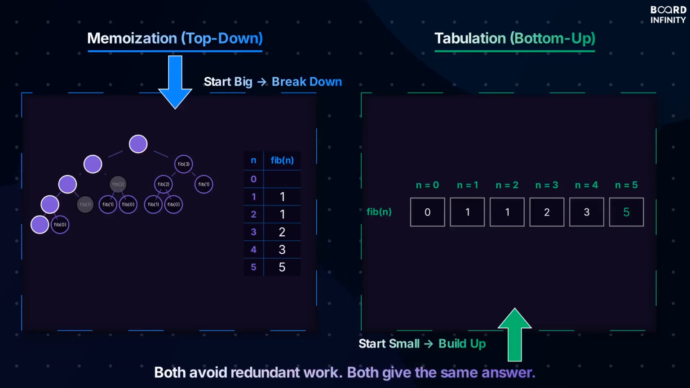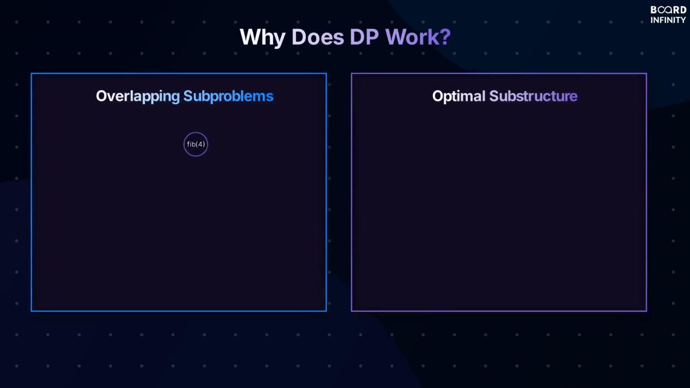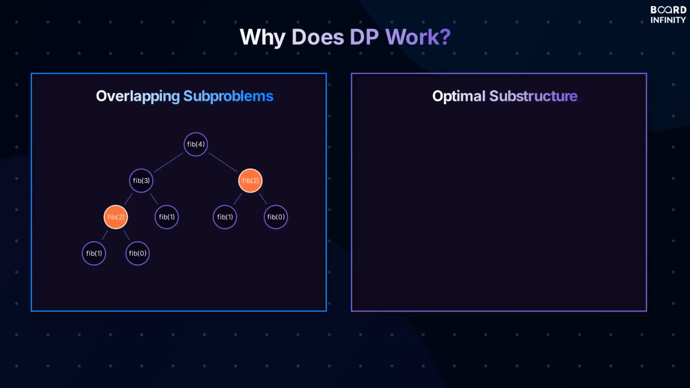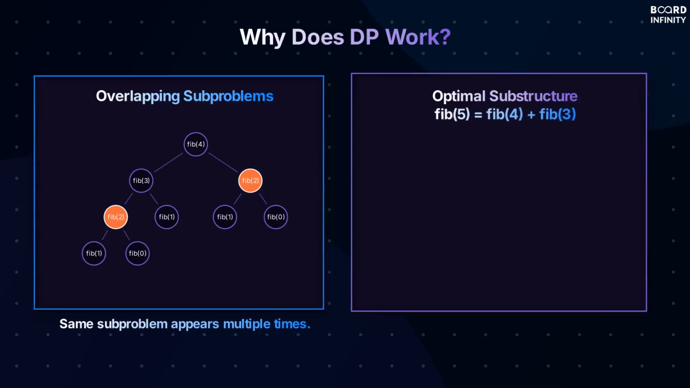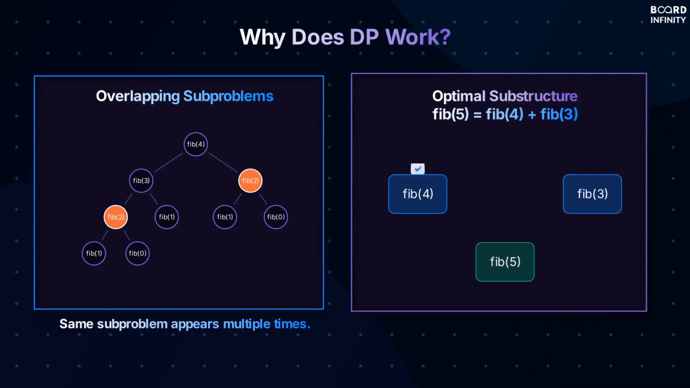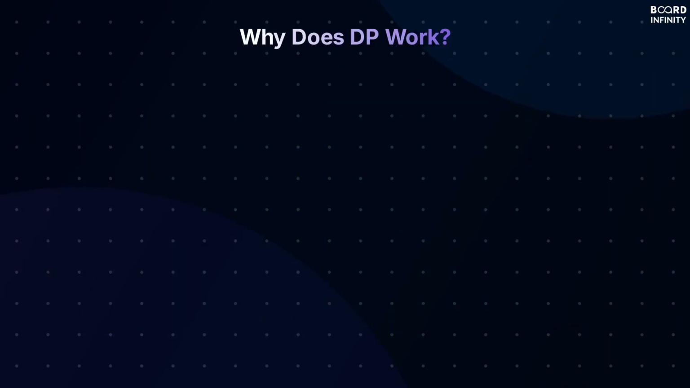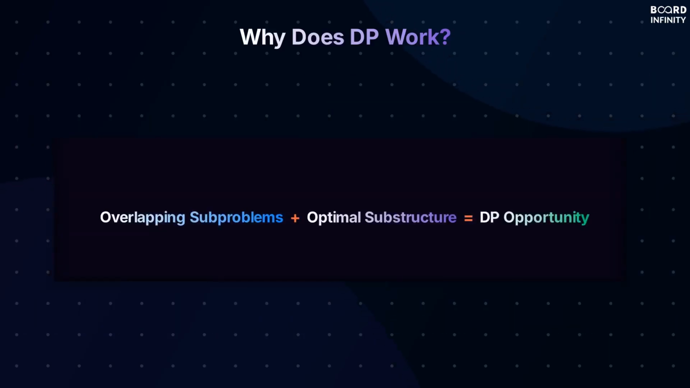Bottom-up starts small and builds up. And the reason dynamic programming works at all is because of two properties. First, overlapping subproblems. The same smaller problem appears multiple times. Second, optimal substructure. The best solution to a big problem is built from the best solutions to smaller problems. If a problem has both, dynamic programming is the right tool.